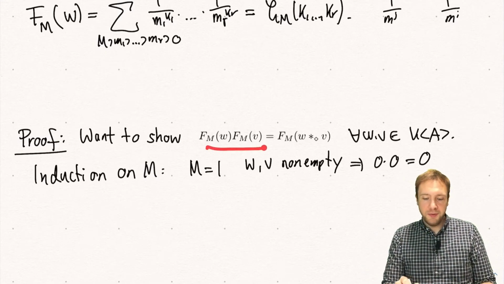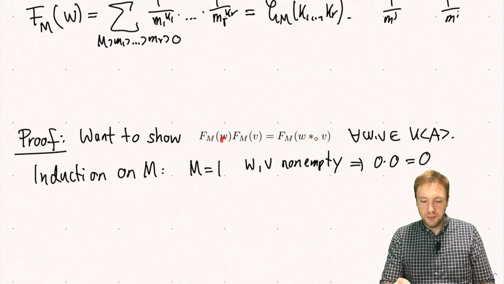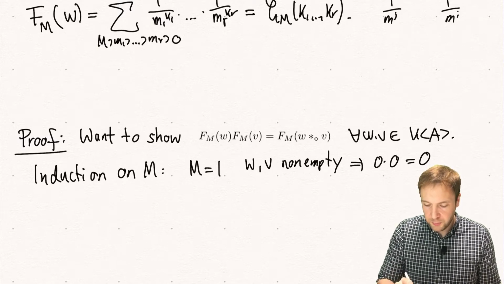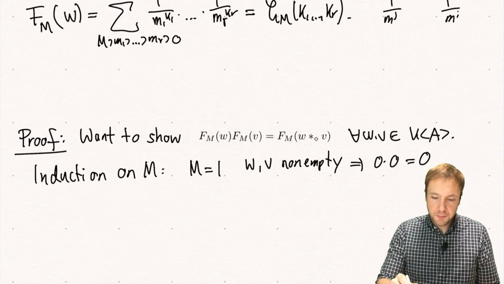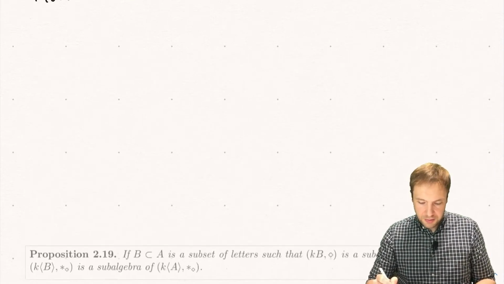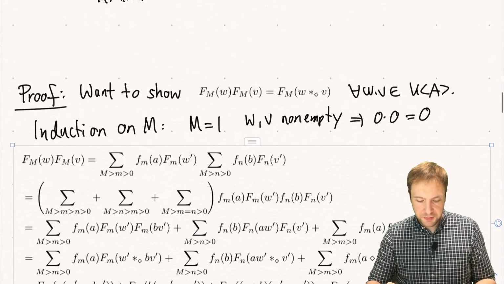But if one of them is empty, then this by definition is just 1. So let's assume w is empty, then this is just 1, and here this product is just v, so this statement also becomes trivial. So in this case, when one is empty, this is also clear. And of course, when both are empty, this is also clear. But now, let's do the induction step.